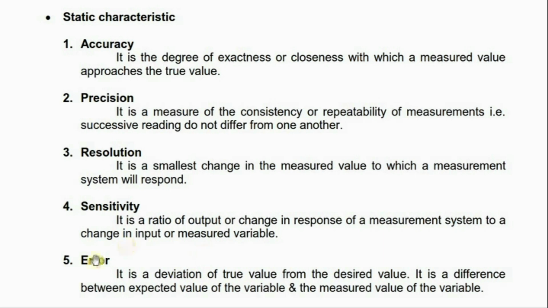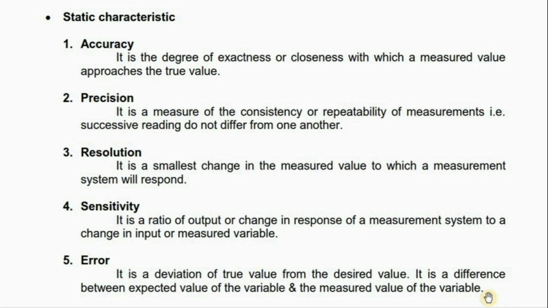Next, one more static characteristic that a particular instrument possesses is error, which you can also call static error. What is it? It is a deviation of the measured value from the true value. It is the difference between the expected value of a variable and the measured value of the variable.